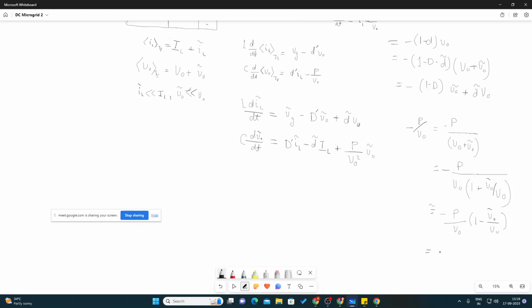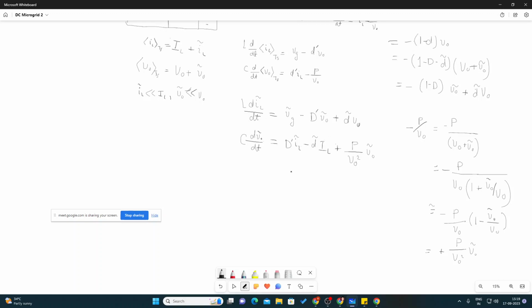So this can be written as, this is the constant part, minus P by V0. This is the steady state part, and it cancels to 0. So under steady state, (1 minus D) capital IL minus P by V0 equals 0. So this part becomes the steady state part, and the non-steady state part becomes plus P by V0 squared V0 tilde. Okay, sir, clear? Great.